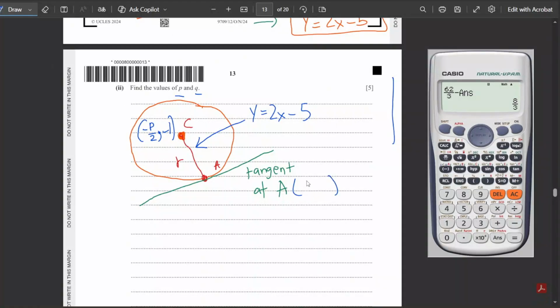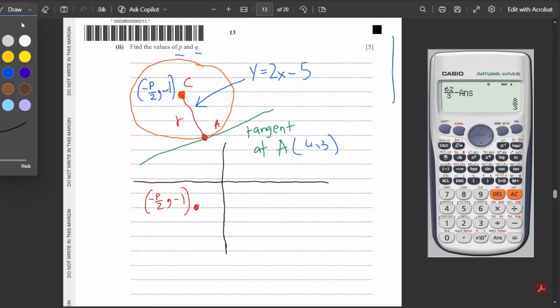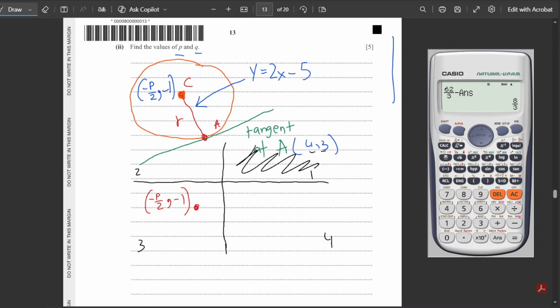Why? Because A is 4, 3. So here's what the circle is going to look like. Let's say I draw this circle over here. Let's say the center point is negative p over 2, comma negative 1. If I draw coordinate axes over here, the center point is going to be in the third quadrant. Sorry, this is the first quadrant, this is the second one, this is the third one, this is the fourth one. Why? Because both its x and its y coordinates are negative. And the point A, both its coordinates are positive, so it's going to be in the first quadrant. So let's say somewhere over here, 4, 3.